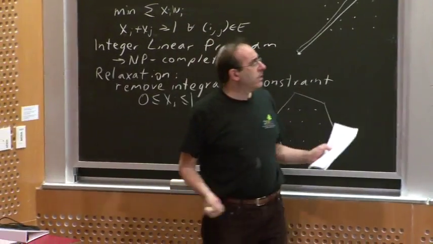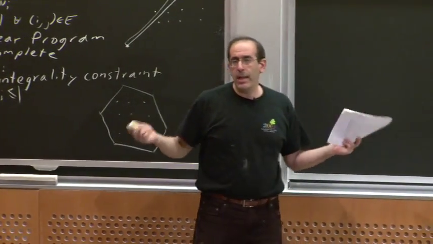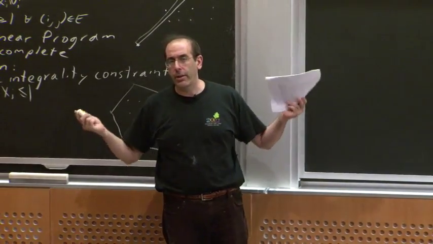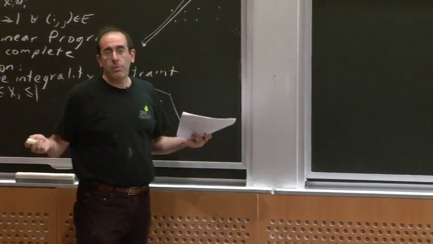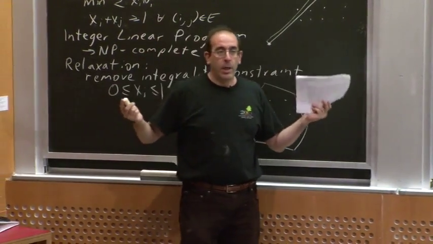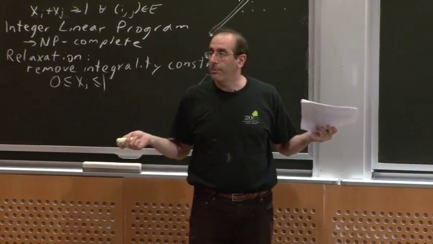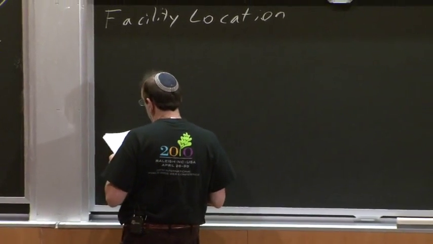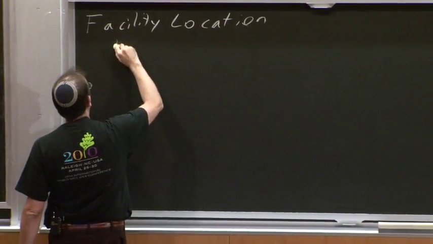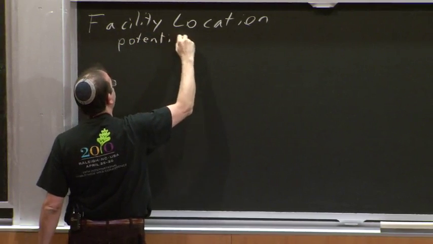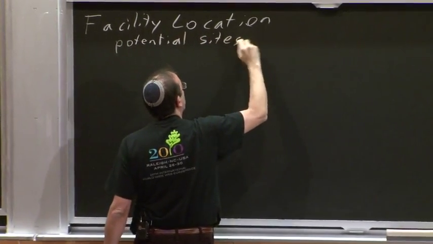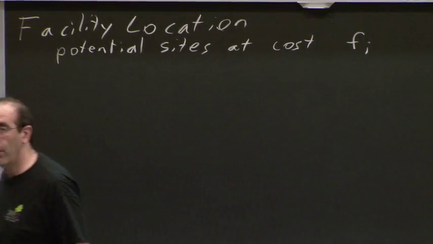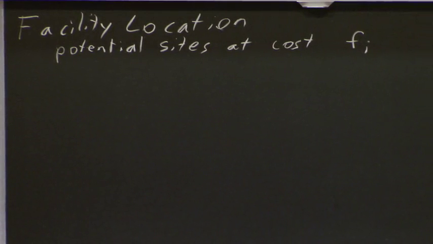So this problem dates back from the days before Amazon, when you actually thought about opening real stores to sell things. And the question was, where should you put them in order to best serve your customers? In particular, you're given the ability to open potential sites at cost fi. So there's a potential site i that you can open at cost fi.